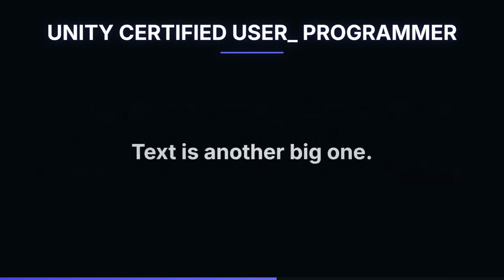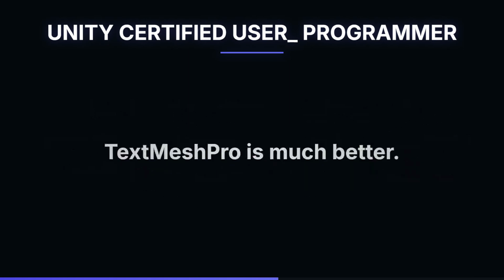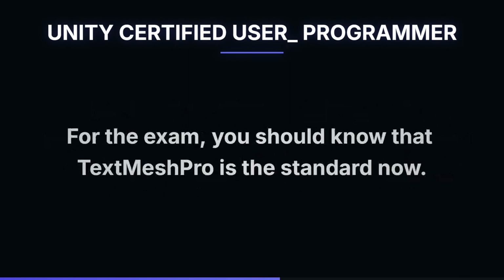Text is another big one. There are two types of text in Unity, the old standard Text and the new TextMesh Pro. TextMesh Pro is much better. It looks sharper and gives you more control, like outlines and shadows. For the exam, you should know that TextMesh Pro is the standard now.